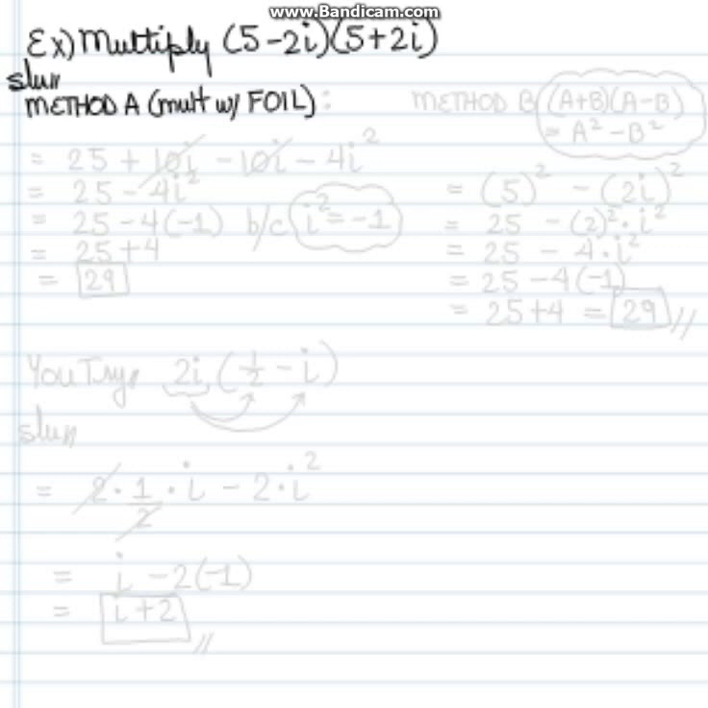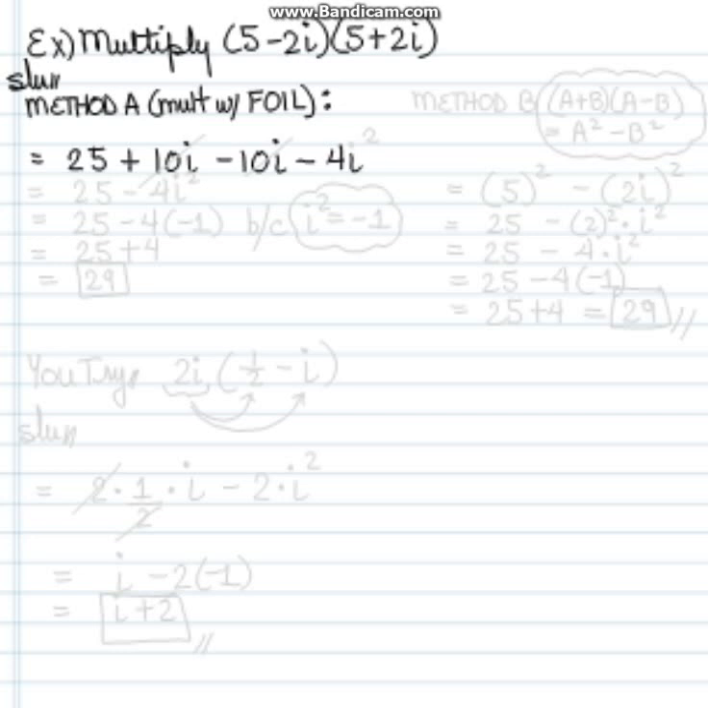Okay, so that means that our question is equal to first term times first term. 5 times 5 is 25. And then next plus outer times outer would be 5 times 2i, that's a positive 10i. Then inner times inner is negative 2i times 5, so it's negative 10i.